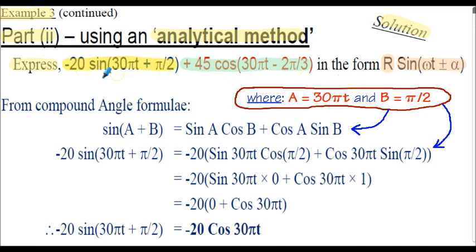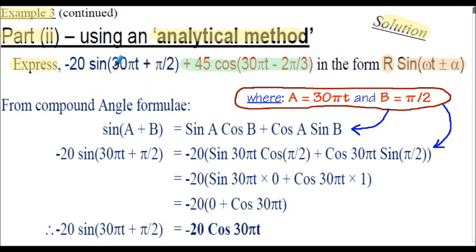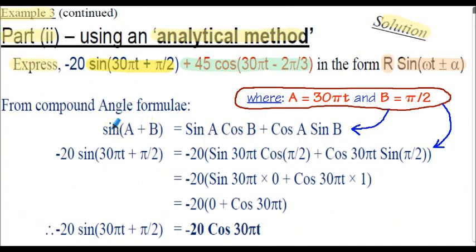Considering the first waveform, the negative 20 sine of our bracket waveform shown here, this part of the waveform has the form sine of a plus b, where a in this case would be 30 pi t and b would be pi upon 2. So from our compound angle formulae, this listing here, we can see we require formula 1a as labelled here. And we just insert our a value and our b value into the formula. Notice the compound angle formula is in a bracket because we're multiplying the whole bracket by the negative 20.